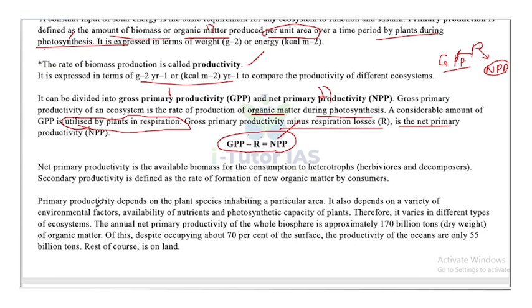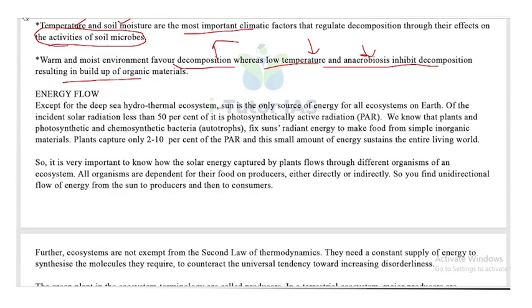The net primary productivity is the available biomass for the consumption of heterotrophs, that is herbivores and decomposers. Secondary productivity is defined as the rate of formation of new organic matter by the consumers. So the primary productivity is by the autotrophs, while the secondary productivity is by the consumers. Now let's move to energy flow.